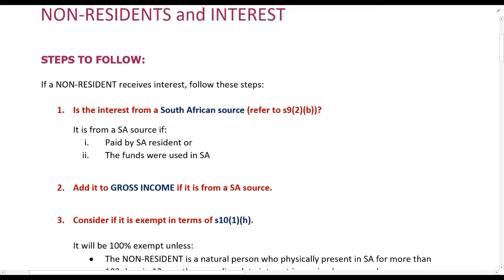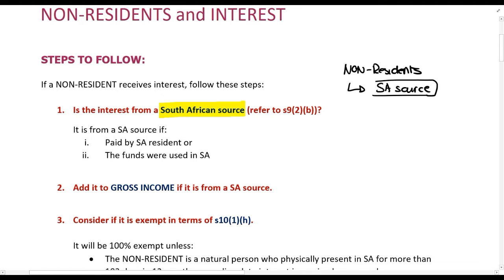When we look at non-residents, it is very important for us to understand how to treat interest. Now, we can basically go through this in a couple of very simple steps, which we'll do now. Right, so the first thing I want you to remember is, when you are looking at a non-resident, you should always first up consider whether or not the interest that they've received is from a South African source. Because remember, non-residents, if you look at their gross income definition, they only get taxed on income from a South African source.